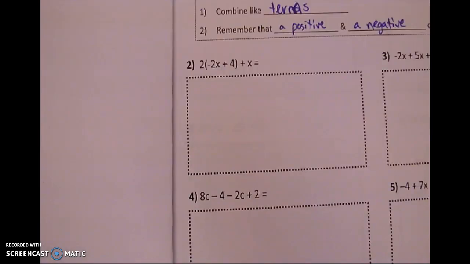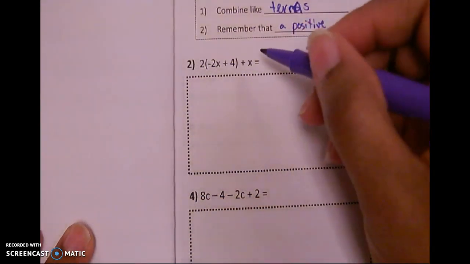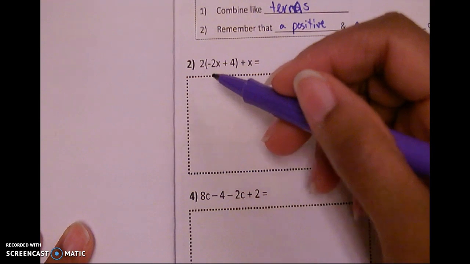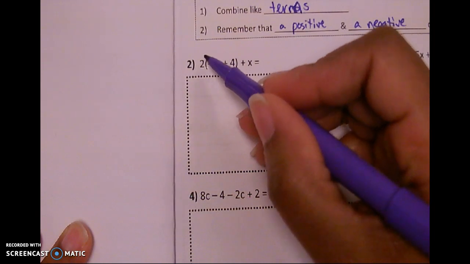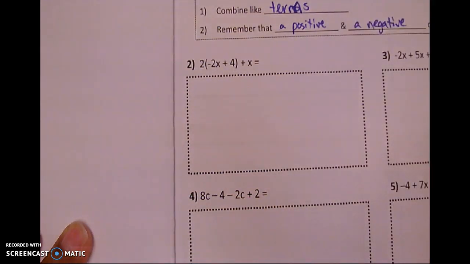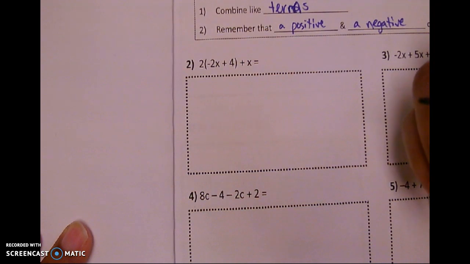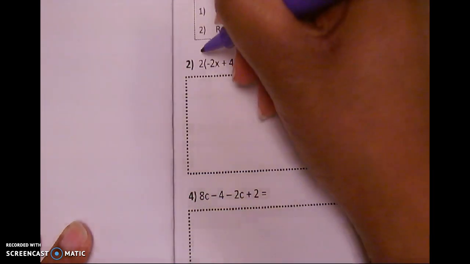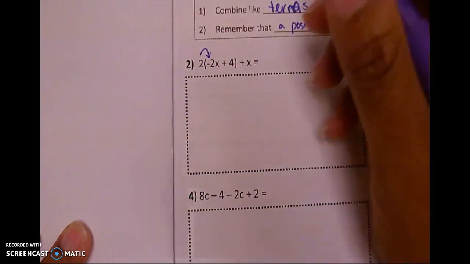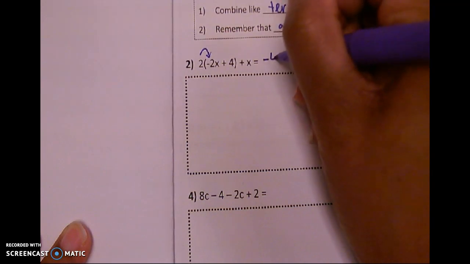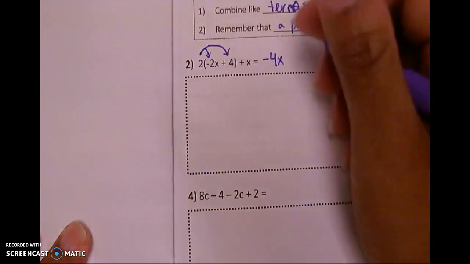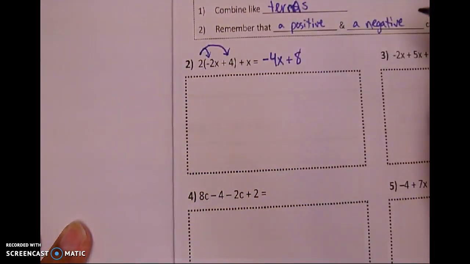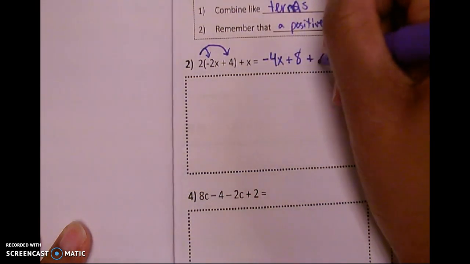Here we go. First thing that we should notice with this particular problem is that we have a number beside a parentheses. As I've already stated, this means that we are going to distribute the outside number to every term in the parentheses. So I'm going to rewrite my problem, distributing before I actually solve with the algebra tiles. So I know that this is the same thing as 2 times negative 2x, and 2 times negative 2x is going to give me negative 4x. This is also the same thing as 2 times positive 4, which is going to be plus 8, and then I'm just going to bring over my plus x.